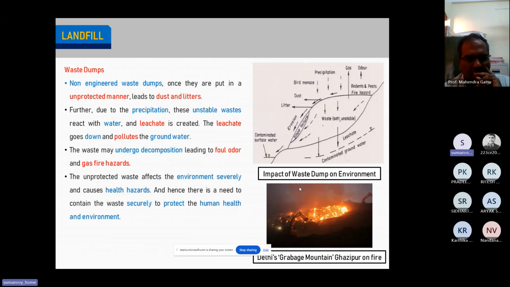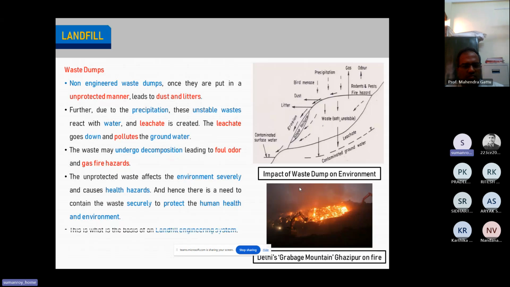Okay, a very good example of this is Ghazipur. Ghazipur has an open dump waste, and almost every year you can see that parts of this open dump waste are always on fire. This is an example from April 2024. You can see the newspaper. Okay, it happened like this. And when such a fire happens, it is very difficult to take out the fire, and it will cause a huge amount of pollution.